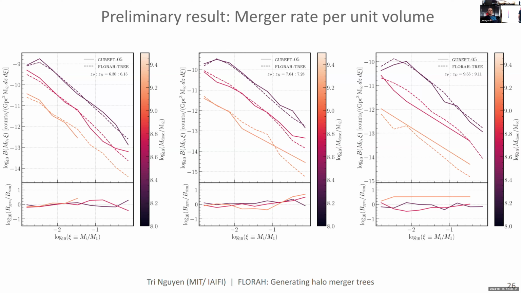And it is shown for different progenitor and descendant redshift slides. Each of these lines, like I say, is a different descendant mass. The solid line is the simulation, and the dashed line is the merger trees generated by FLORAH. You can also see here that FLORAH has some kind of extrapolation capability to extrapolate this merger count as well.